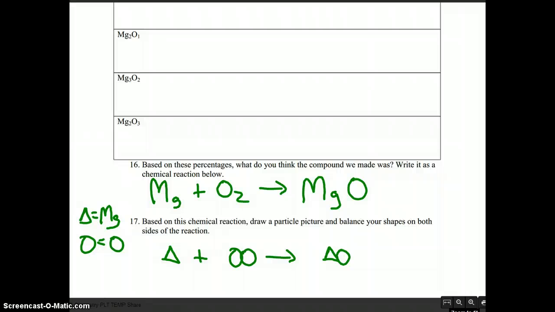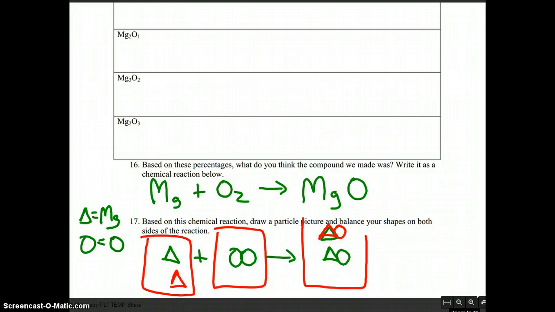So I'm going to add another triangle O. And if I do that, then I need another triangle over here. So again, same boxes, same volumes. And so as a result, if I balance this correctly, I've got 2 triangles here, 2 triangles here, 2 circles, 2 circles. So I need a 2 out in front of here and a 2 out in front of here to show that I needed twice as many triangles as I started with.